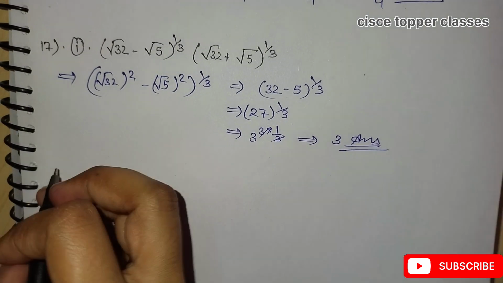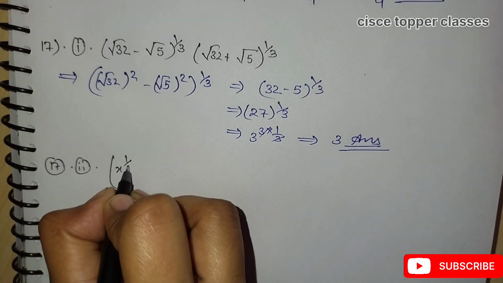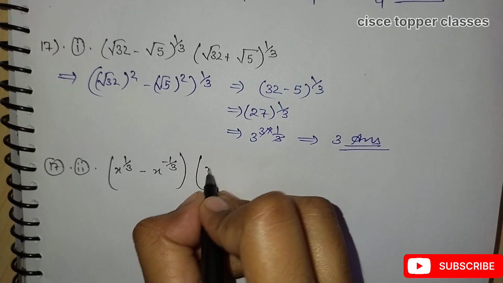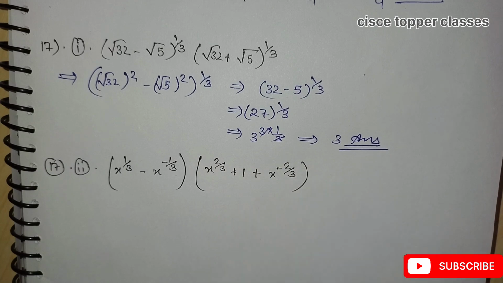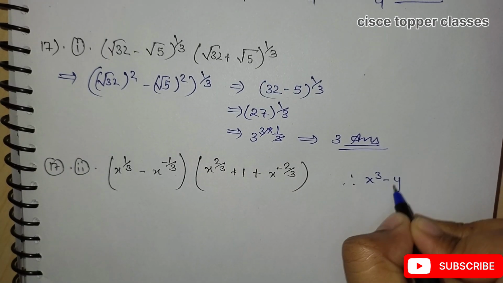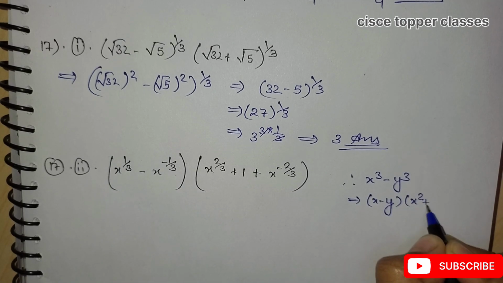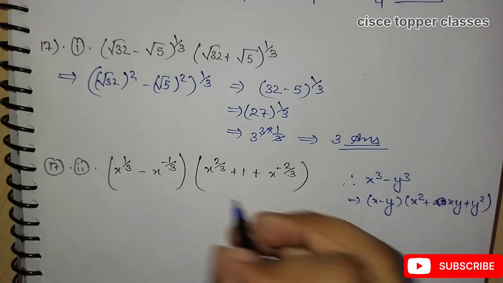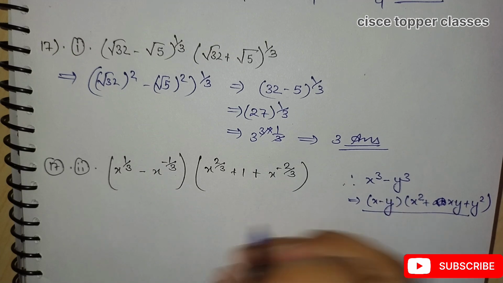Now here the 17 second part also we will solve. So 17 second part is x to the power 1 by 3 minus x to the power minus 1 by 3, and here x to the power 2 by 3 plus 1 plus x to the power minus 2 by 3. Here we have one formula which we will use: x cube minus y cube. We can write it as x minus y into x square plus xy plus y square. Here also this formula is written in the open form. Now we have to put it in this form.